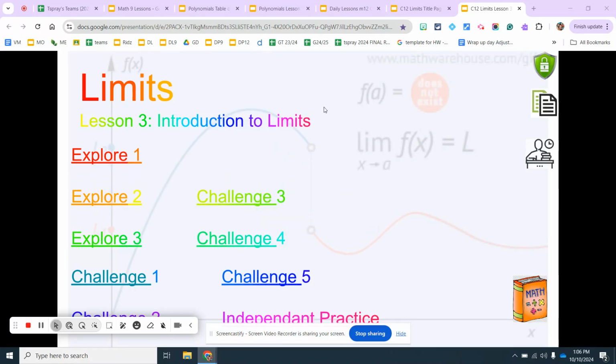This is our third lesson, but this is the first day we're going to consider a concept in calculus, which is limits. So that's today's challenge, and let's dig right in.